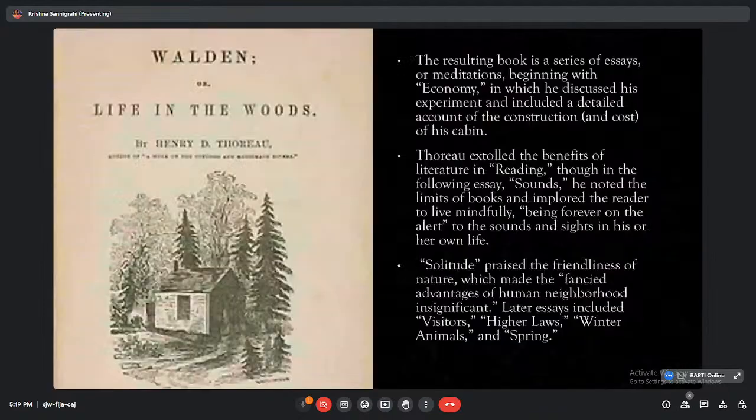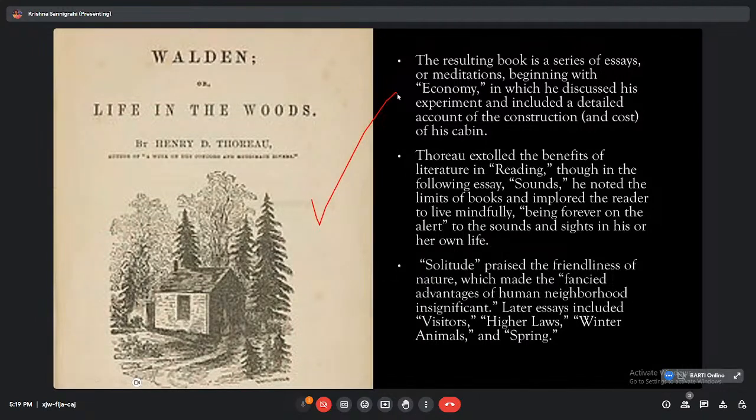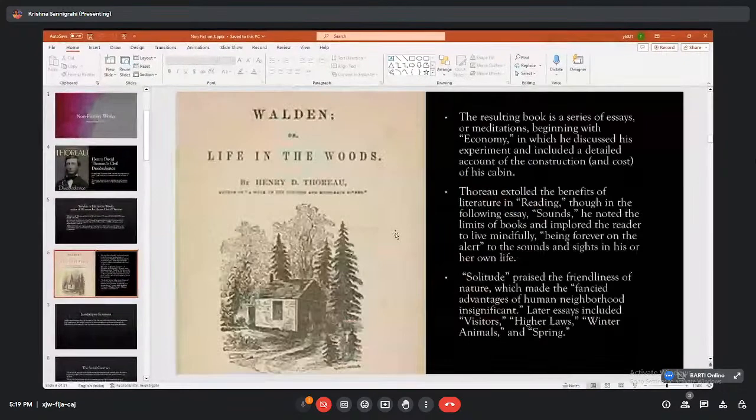Now, it is considered his masterwork, and this is how it looks. So, the resulting book is a series of essays. Hopefully, I'm audible. Let me just check once. Yes.